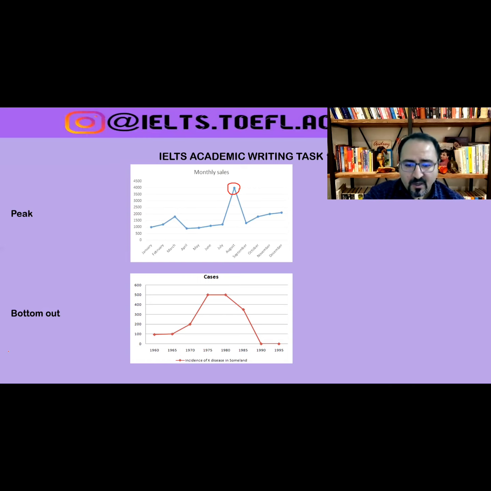The word bottom out means to reach the least point, the least amount. So here we can say that from 1990 to 1995, the trend was just decreasing to the lowest point. So the line graph bottomed out during 1990 to 1995. By the line graph, I mean the sales or the number of cases or whatever the graph is showing.